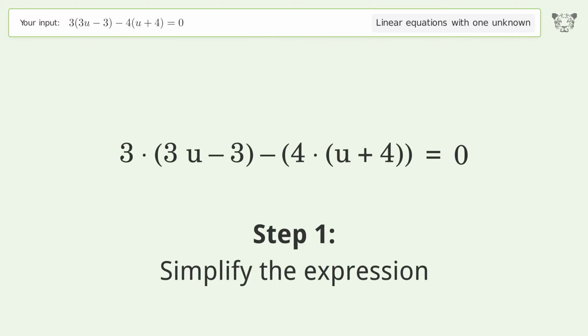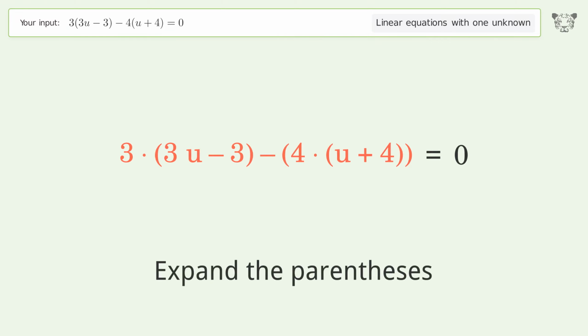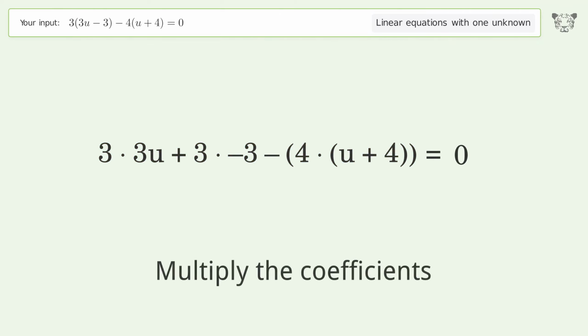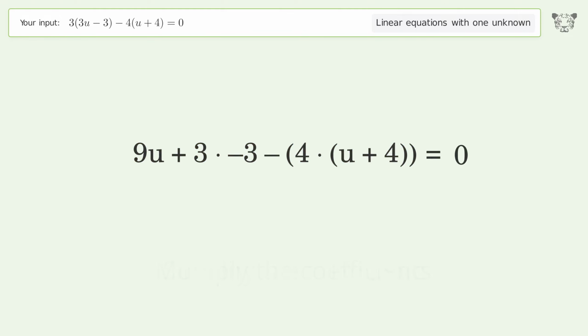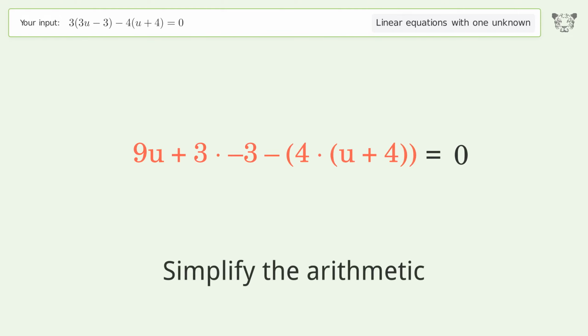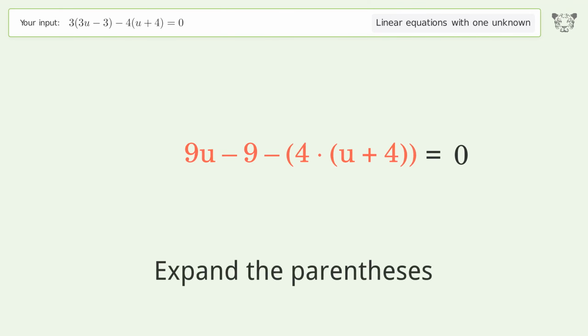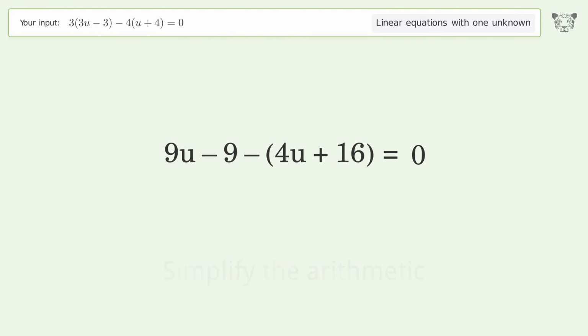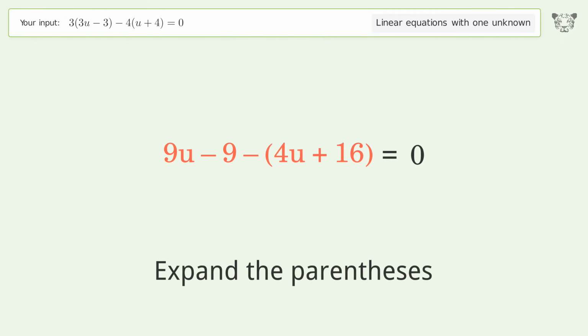Simplify the expression. Expand the parentheses. Multiply the coefficients. Simplify the arithmetic. Expand the parentheses. Simplify the arithmetic. Expand the parentheses.